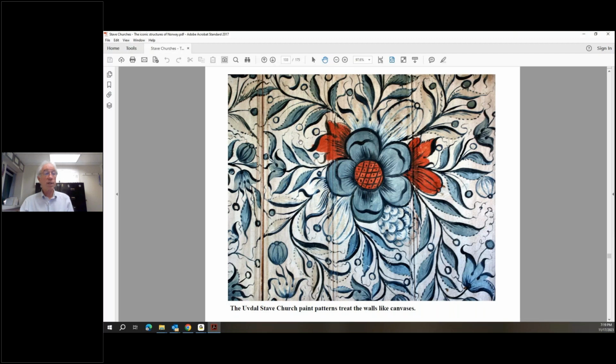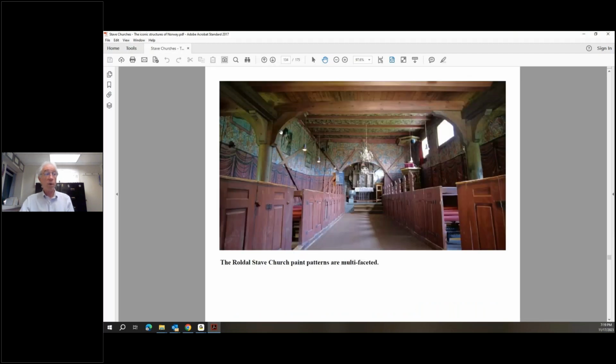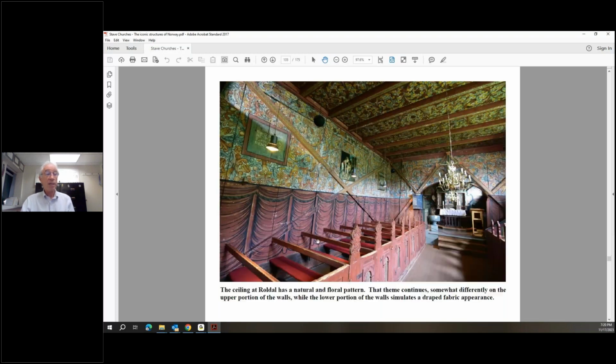So this is Roldal Stave Church, similar to Uvdal, where you've got that floral paint job at the ceiling and at the upper portions of the walls, and then down low on the walls is almost a depiction of fabric. All right, here you see, and it's all in the area down, probably from about 7 feet or so down, or maybe 2 meters, 6 feet, a little over 6 feet. Here's the bracing of the walls. Once again, every piece of wood has function. We've got a lot of bracing here that's helping this structure stand.